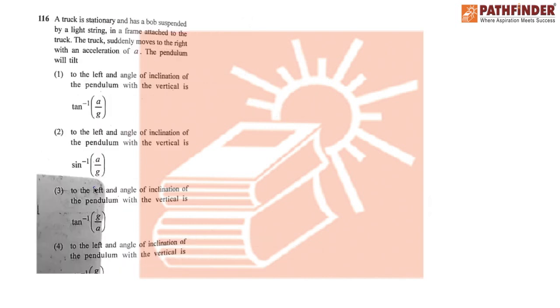They will remain same. A truck is stationary and has a bob suspended by a light string in a frame attached to the truck. The truck suddenly moves to the right with acceleration a. The pendulum will tilt by which angle? Equilibrium angle we need. Okay. So when it moves with acceleration a, it will tilt. Now we can solve it from reference frame of ground or from the truck. I am solving it from the reference frame of ground.